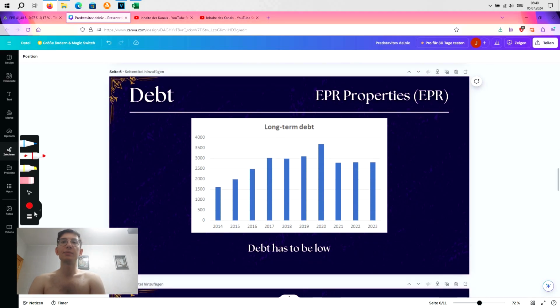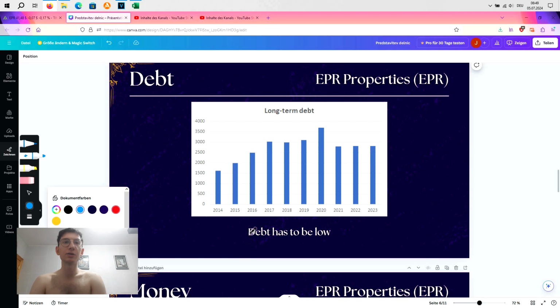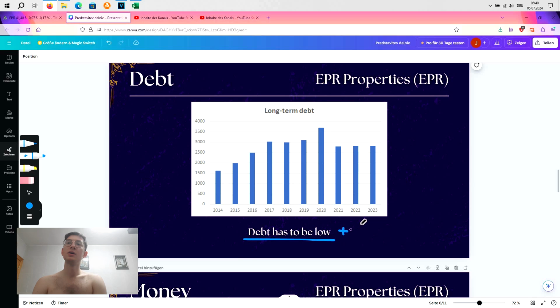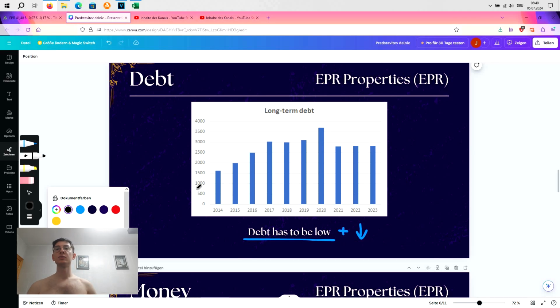Now we come to the debt, and for debt, we also have an instruction that tells us debt has to be low, and preferably it should decrease through the years. Now, what do we have here? Here we actually have to think about the following. Now, this is a real estate company, which means they are buying real estate with debt.